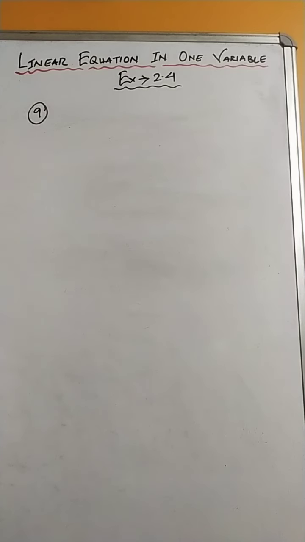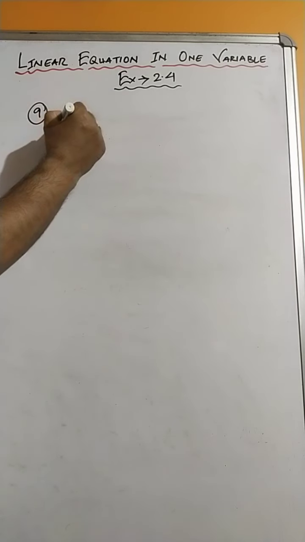Hello students, now in this session I will explain question number 9 and 10 of exercise 2.4. Okay, so let's read question number 9. It's very easy. Our grandfather is 10 times older than his granddaughter. So what is written?